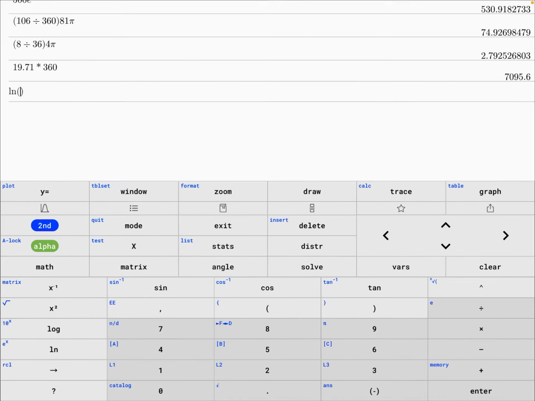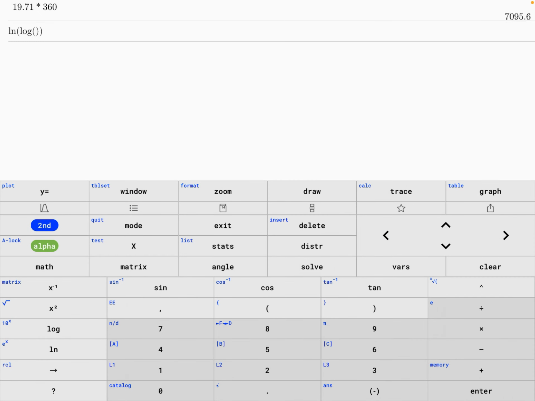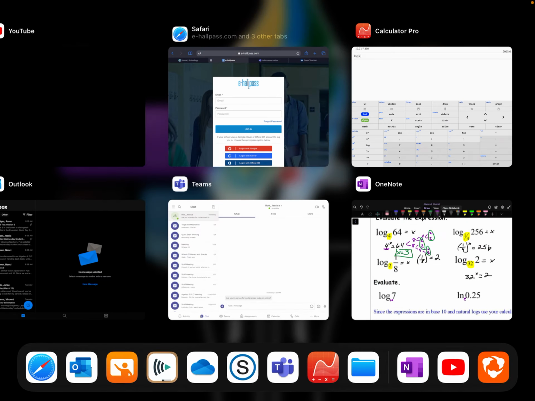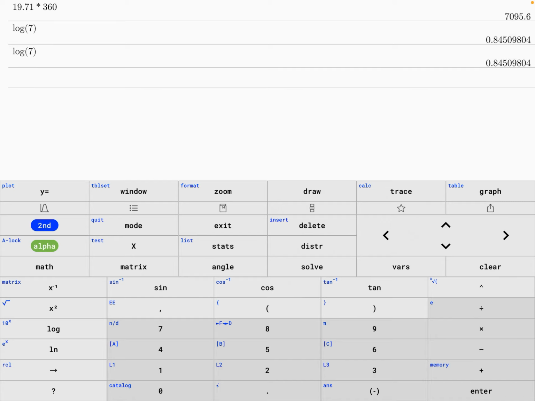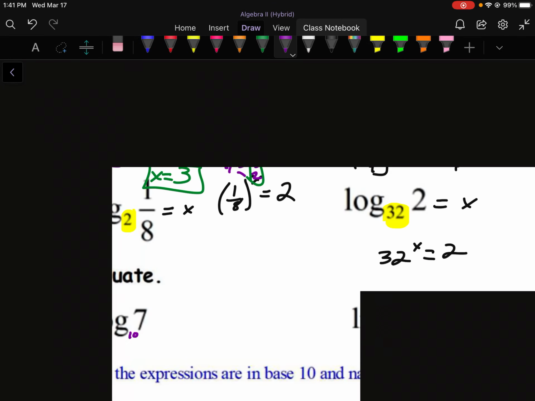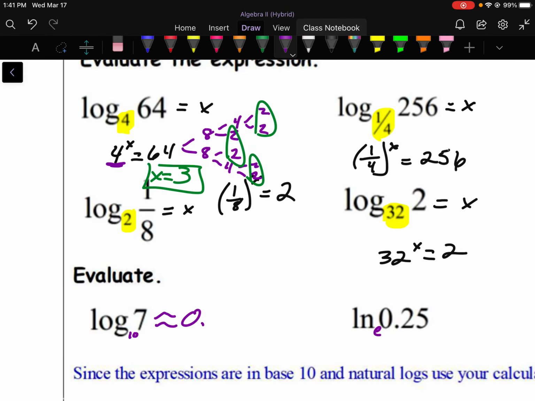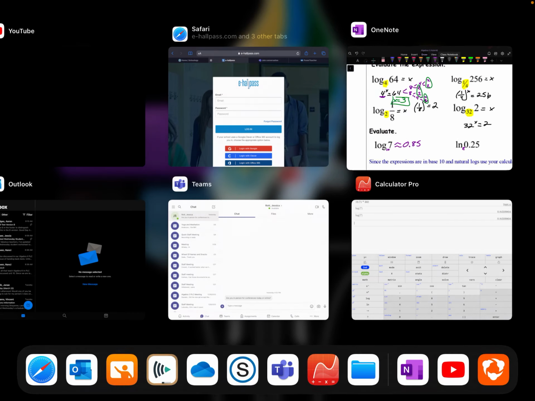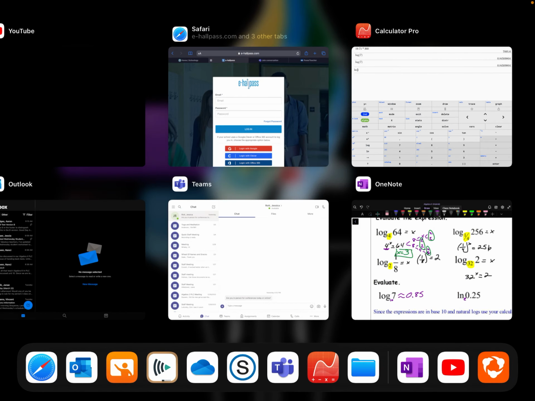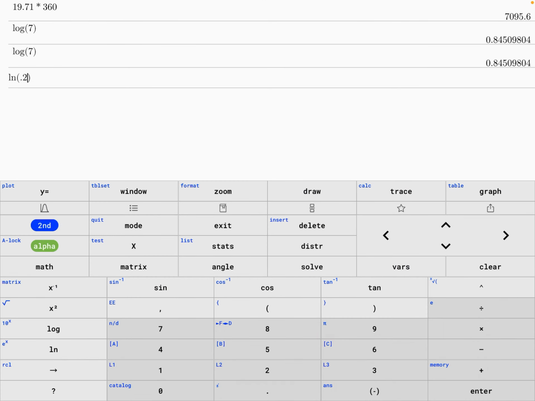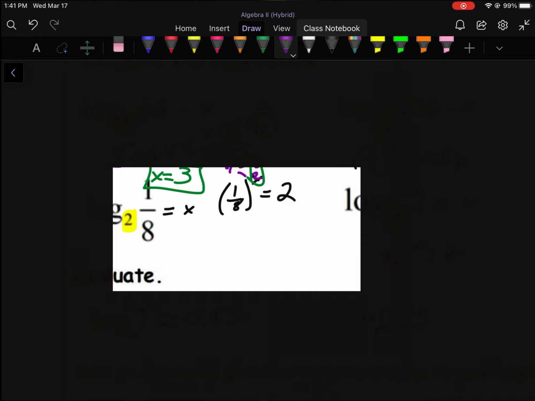On our calculator here, the log button is on the left side. You would type in log, and then we want to know what the log of 7 was. You just type 7 in the parentheses, hit enter, and you'd find out that it is approximately 0.85. And the natural log works the same way. So we're going to hit the natural log, and this one was 0.25. You hit enter, and it's approximately negative 1.39.